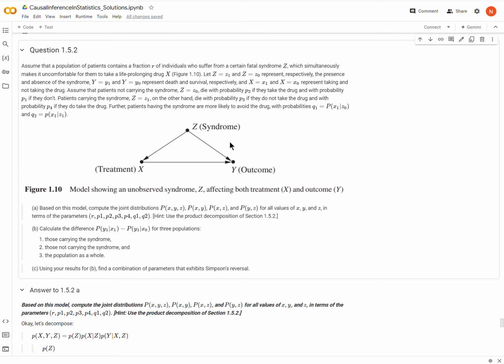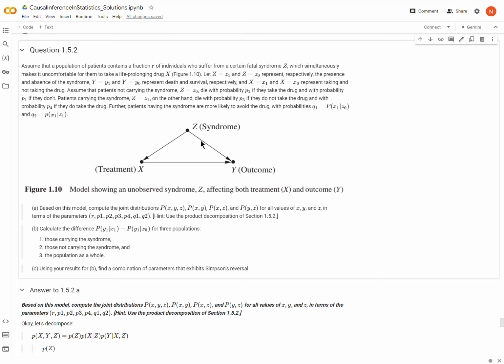So the idea is that we have a data set that contains the following information. We have the variable Z, which is whether or not the person has a particular syndrome. X is whether or not somebody is taking a treatment or not. And then Y is the outcome, where they either die or don't die.